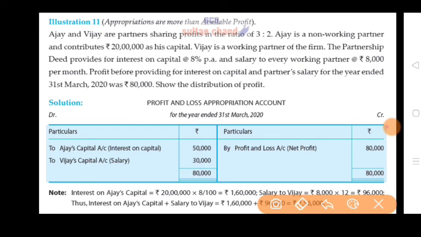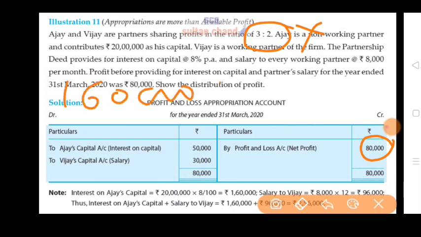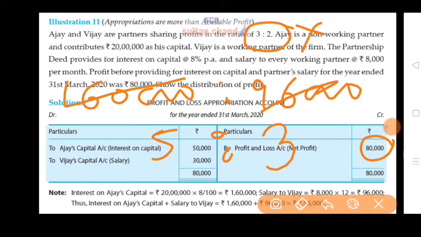Rather, we will distribute this 80,000 in their appropriation ratio. It means we will not distribute profit in 3:2. We will find out the ratio of appropriation. How will we find out the ratio of appropriation? We will write whatever Ajay and Vijay are getting as appropriation. So Ajay was getting 1,60,000 as appropriation, interest on capital, and Vijay was getting 96,000 as salary. Now we will find out the ratio of this. So the ratio will be 5:3.